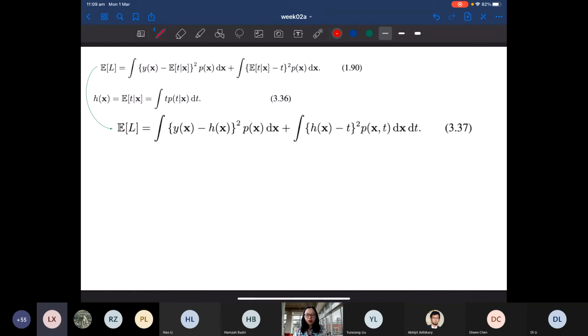Okay, so what we are looking at now was the sum of the two square terms 2 slides ago. We now plug in h of x into this, right?